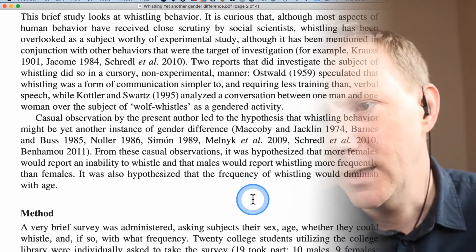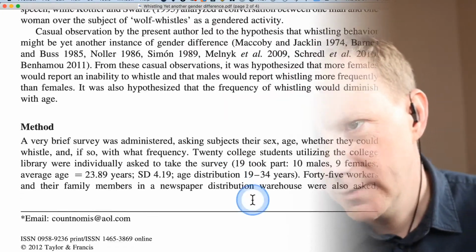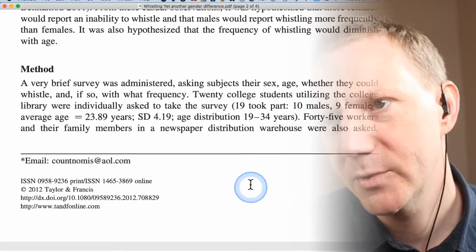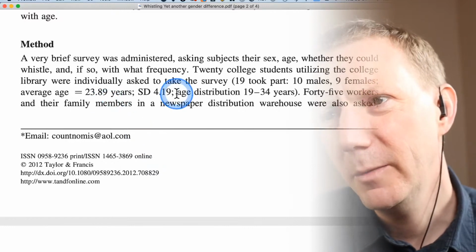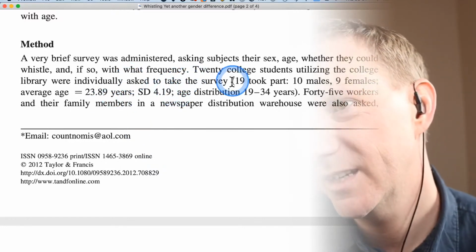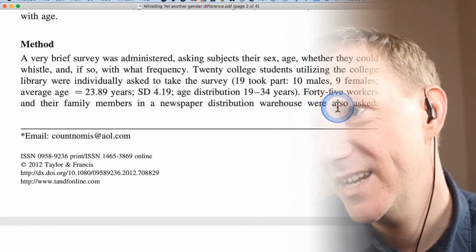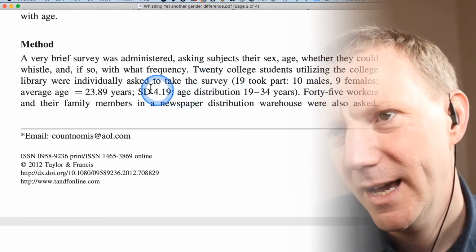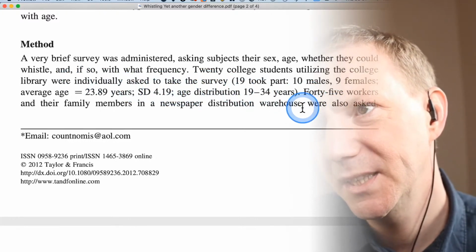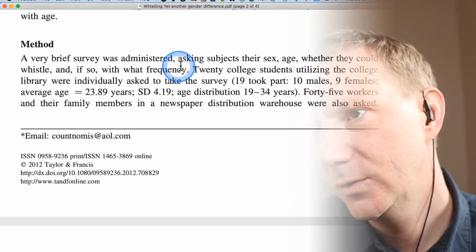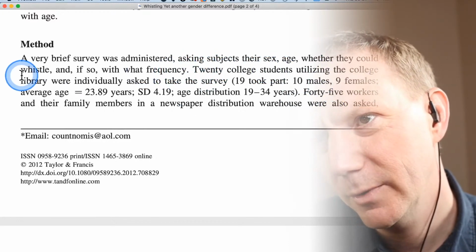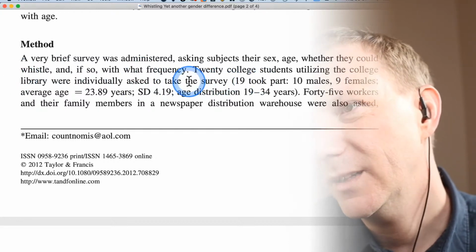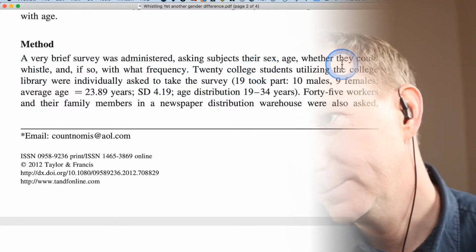Okay. Now, before we go into the results, we're going to first read the entire chapter on the method that is used. A very brief survey was administered asking subjects their sex, age, and whether they could whistle, and if so, with what frequency. 20 college students utilizing the college library took part. So we have 20 people here.